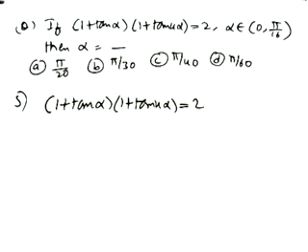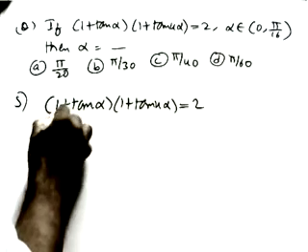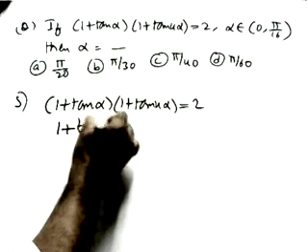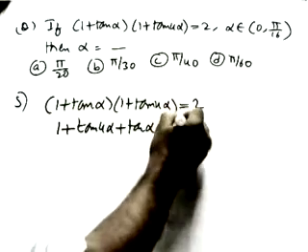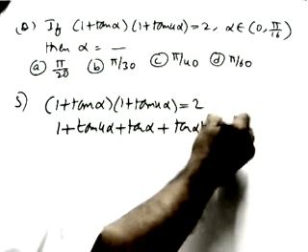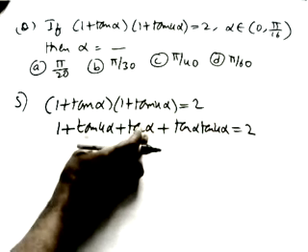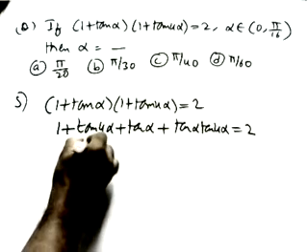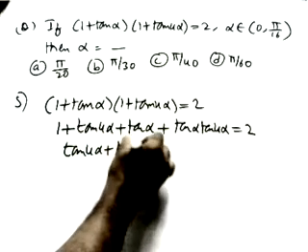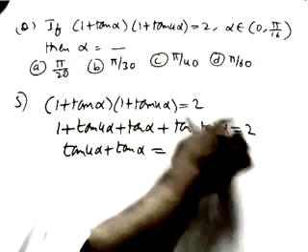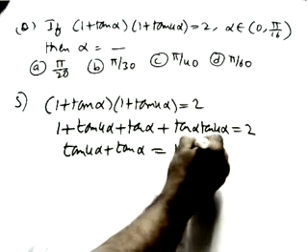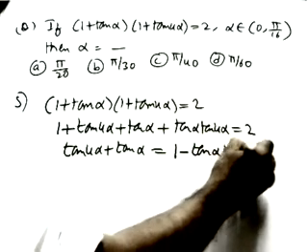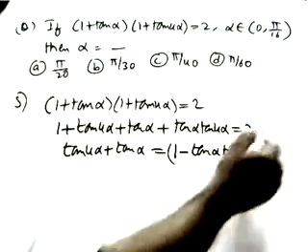Now see the next question. If (1 plus tan alpha) into (1 plus tan 4 alpha) equals 2, then alpha equals what? Let me multiply this: 1 into 1 is 1, plus tan 4 alpha, plus tan alpha, plus tan alpha tan 4 alpha equals 2. Keeping this 2 here, tan 4 alpha plus tan alpha equals, bringing the 1 here, 2 minus 1 is 1, minus tan alpha tan 4 alpha.